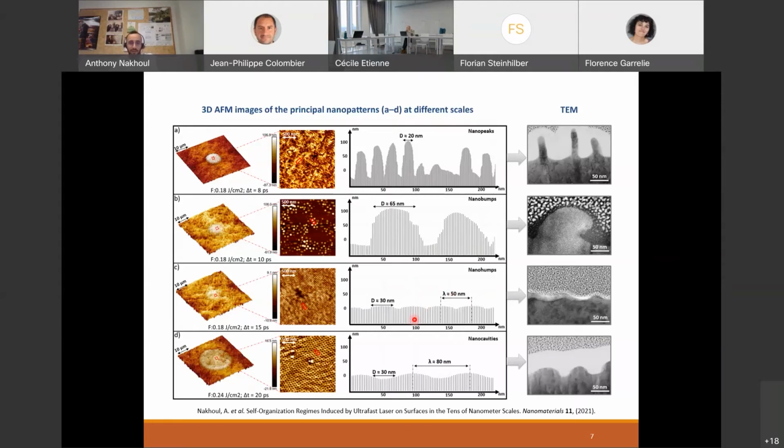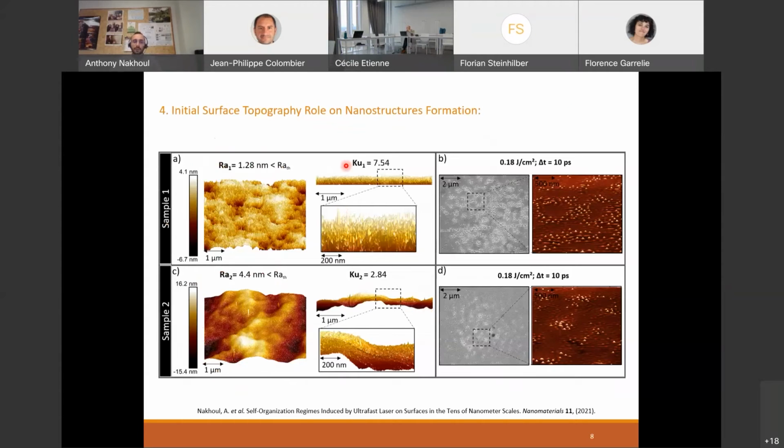However, the nano humps and nano cavities result from hydrothermal flows, which develop a thermoconvective instability at the nanoscale. And now I'm presenting the role of initial surface topography in controlling the nanostructures.